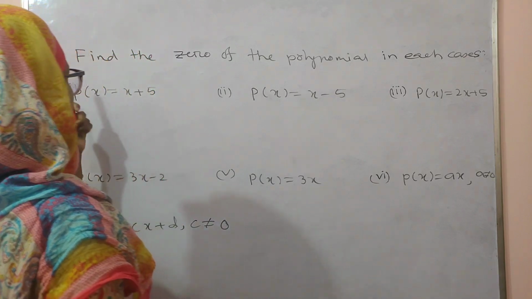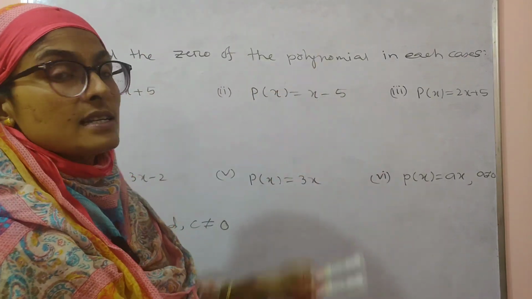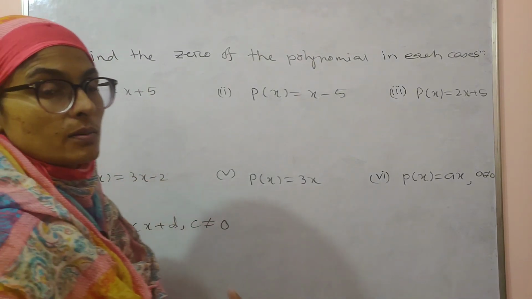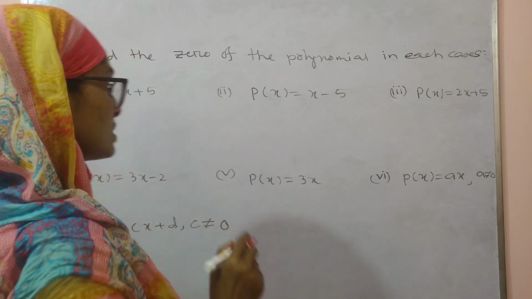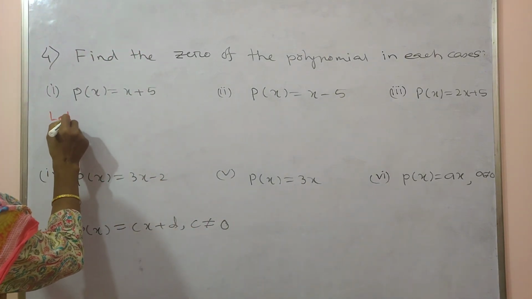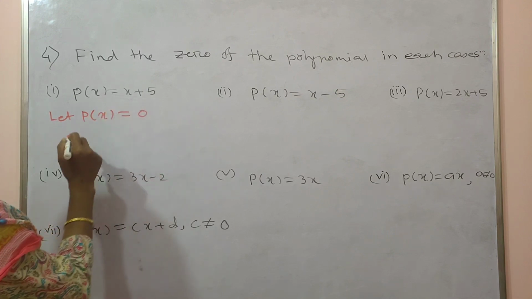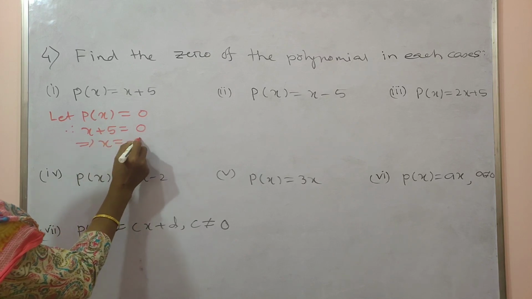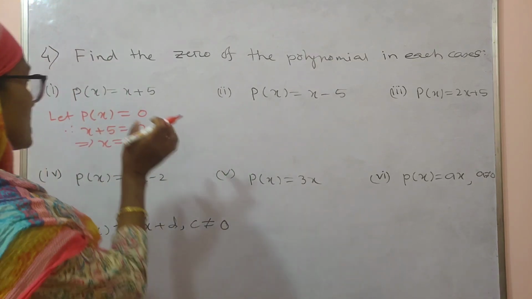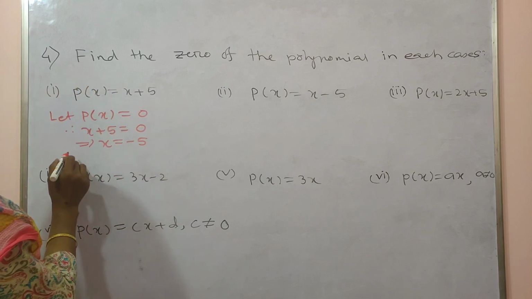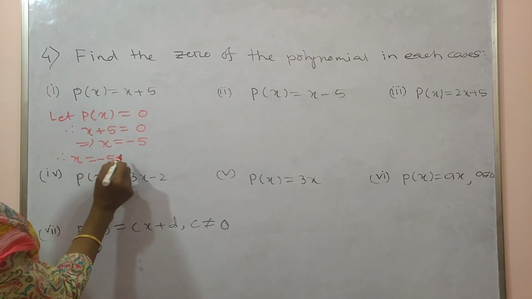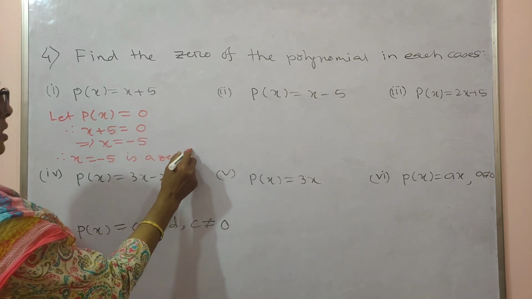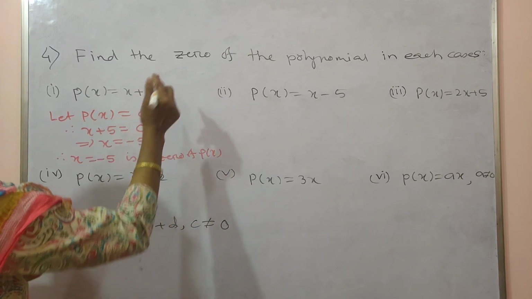Now question number 4. Find the 0 of the polynomial in each case. So you have to find the 0. For zeros, p of x should be equal to 0. Let p of x equal to 0. Therefore, x plus 5 equal to 0 or x equal to minus 5. So x equal to minus 5 is the root or 0 of p of x. Therefore, x equal to minus 5 is a 0 of p of x. 0, that means root.